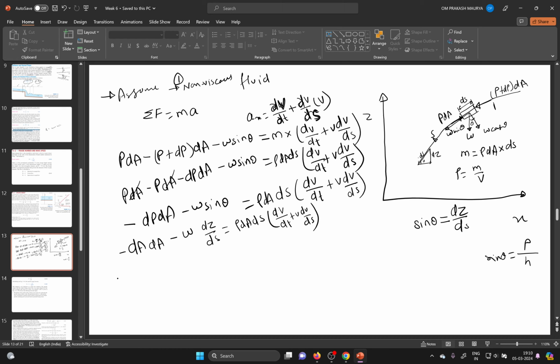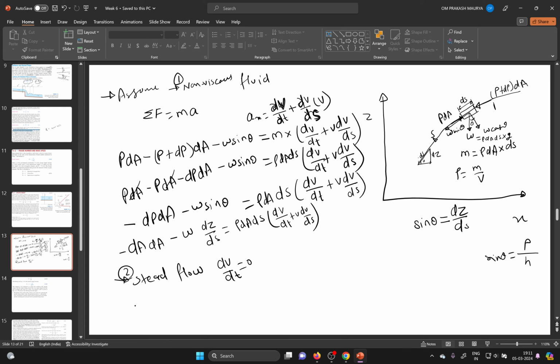Now here one thing we can also consider: the flow is steady. Here is the second assumption, steady flow. If flow is steady, your dV by dt is equal to 0. So now what is remaining? And what is your W here? W will be rho dA ds into g.